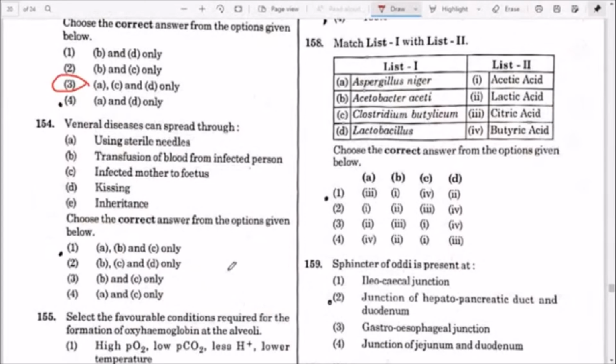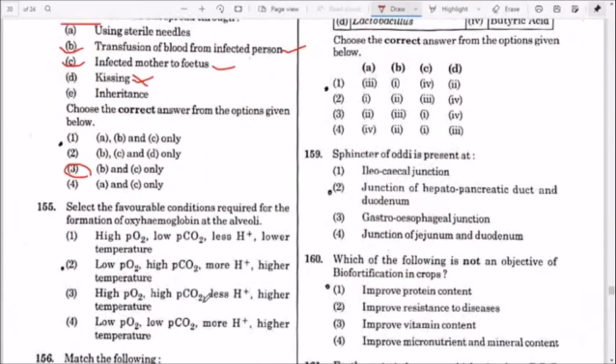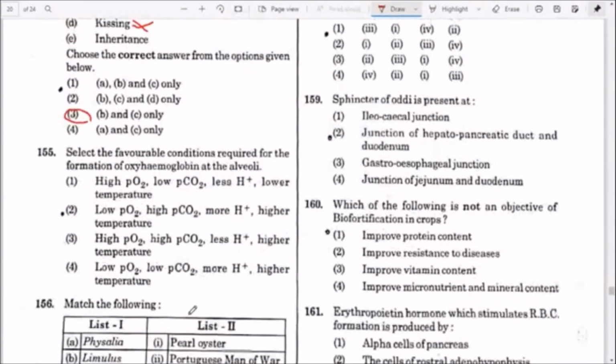Venereal disease, STD, can spread through using sterile needles, transfusion of blood from an infected person, and infected mother to fetus. Kissing, no. Select the favorable conditions required for the formation of oxyhemoglobin at the alveoli. So what are the required conditions? High oxygen, low carbon dioxide, less H plus, lower temperature is the correct option, students.